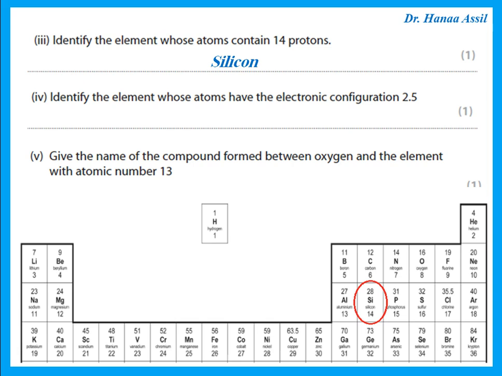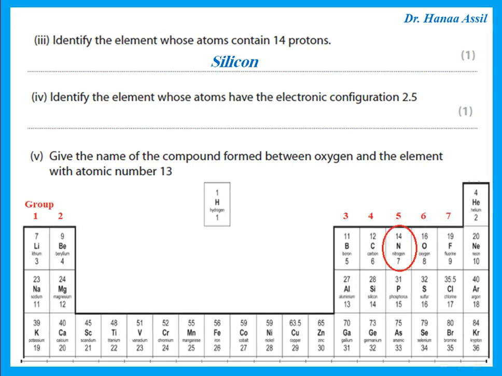Identify the element whose atoms have electronic configuration 2,5. Of course, when we know that the electron configuration is 2,5, that tells us that it is something in period 2, because I have 2 energy levels, and it is in group 5. So where do we have group 5, period 2? So that is nitrogen.